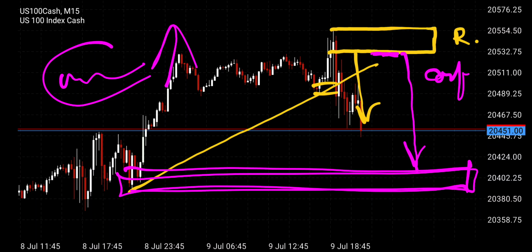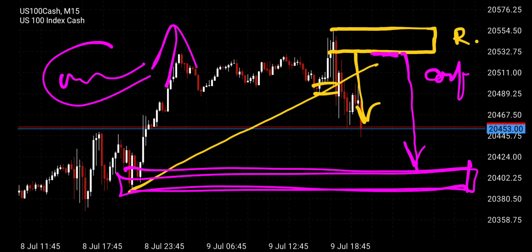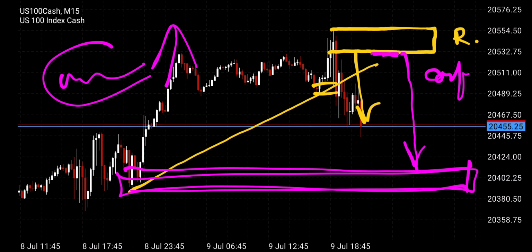So that's all that I had for you here on US 100. It's not just about Nasdaq. You can try and use this on any chart. It can be Euro USD, it can be gold, it can be Euro ZAR, it can be whatever you like. You can try and use the same approach.